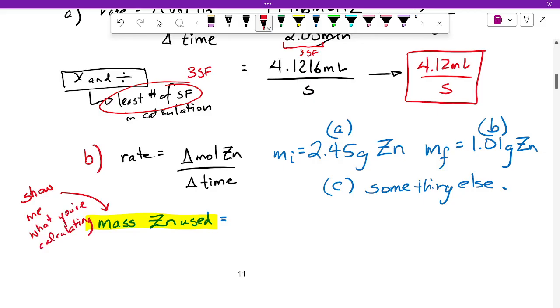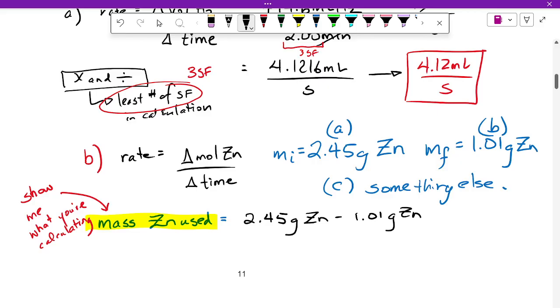Does that work? You can do that. I'll show you how to do that in just a moment. But we're going to do it separately here just for the moment because that's what I'm doing right this second. So we got 2.45 grams of zinc minus 1.01 grams of zinc.